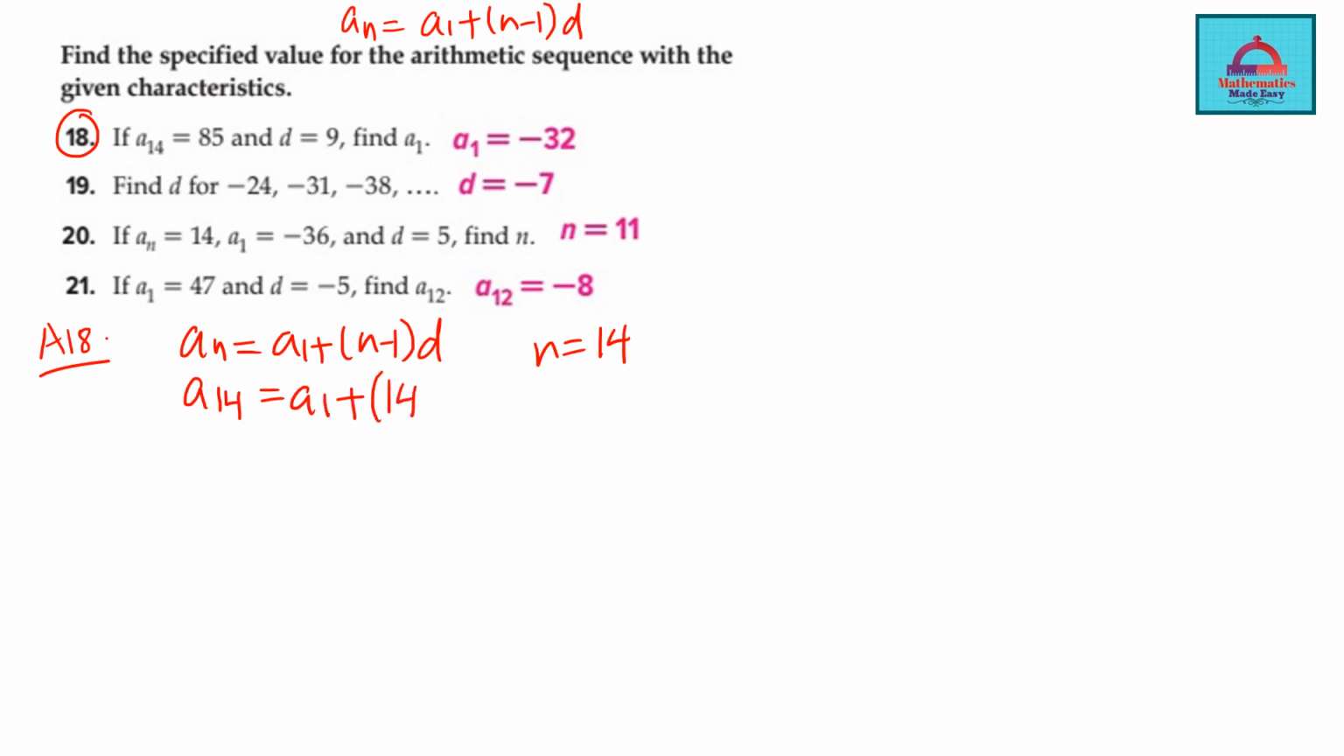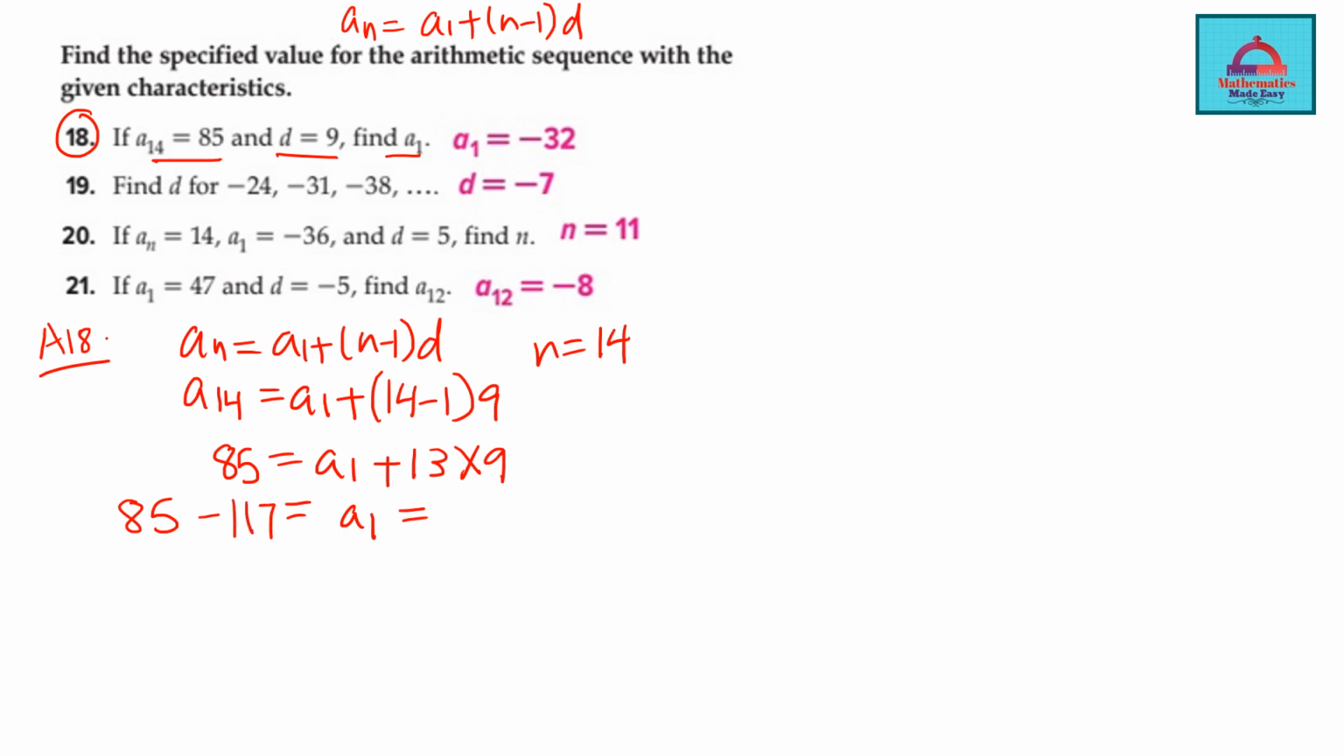n is 14, so 14 minus 1. d is also given to you. So d is 9. So just simplify a14, put the value, substitute, it is 85. a1 plus 13 multiplied with 9. So this gives you a1 as 85 minus 117. So your a1 is minus 32. So that's your answer, the first term.